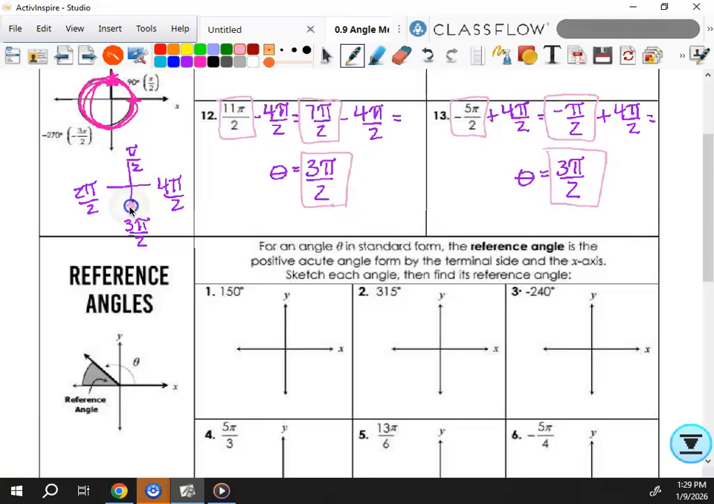So again, to get right here, I went this way and kept going, but I can go negative pi halves and then go around again. That's negative 5 pi halves. Okay, they all land you in the same spot. Any questions at all?